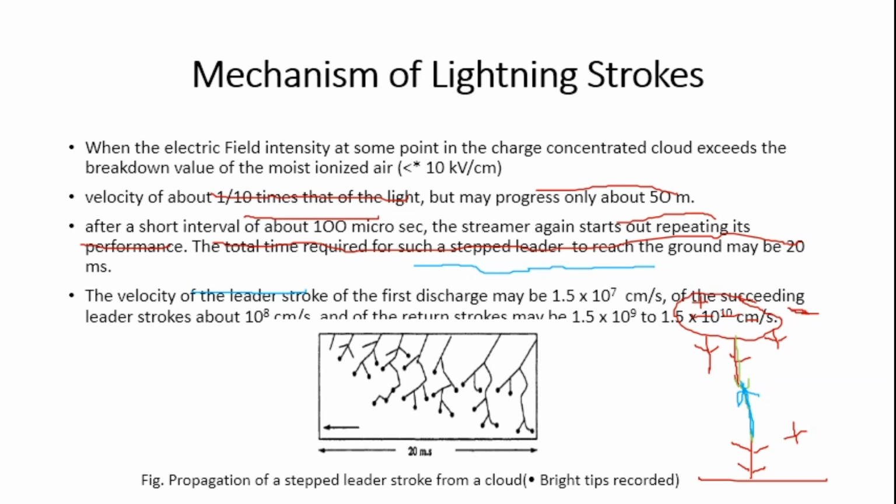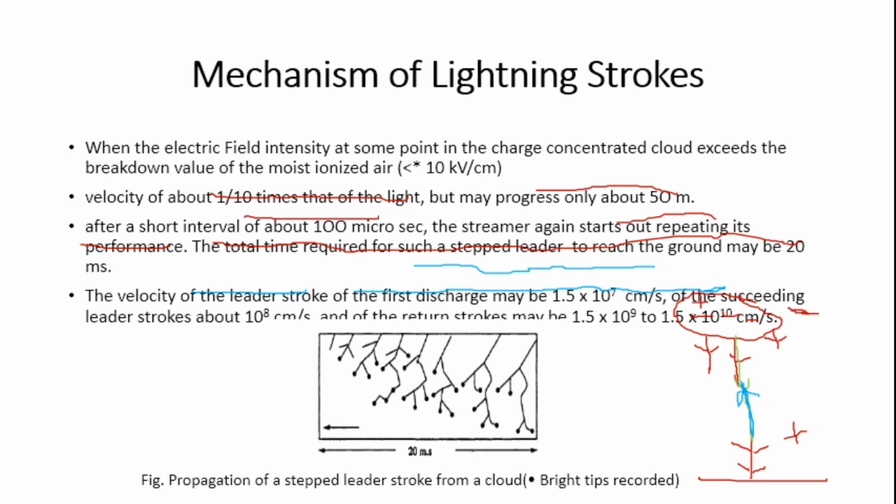So this is nothing but the stepped leader that we are talking about, and there is a return stroke having a velocity of 1.5 × 10^9 to 1.5 × 10^10 centimeters per second. Just imagine what the time taken for this phenomenon to return is. So there is a leader which is touching, and there is a return path. This is the return path and this is the leader.